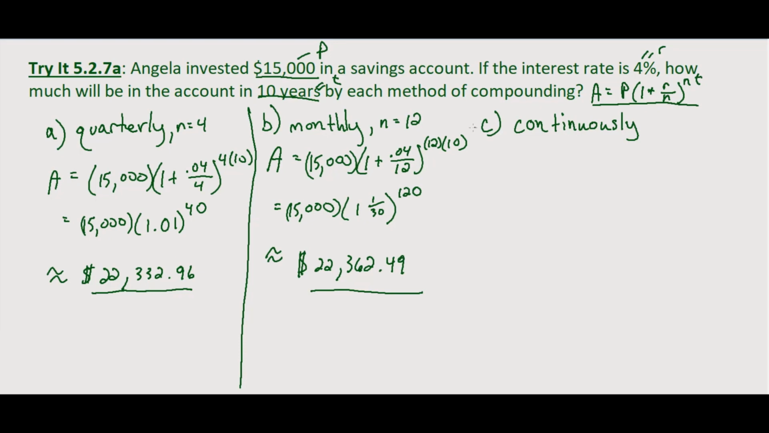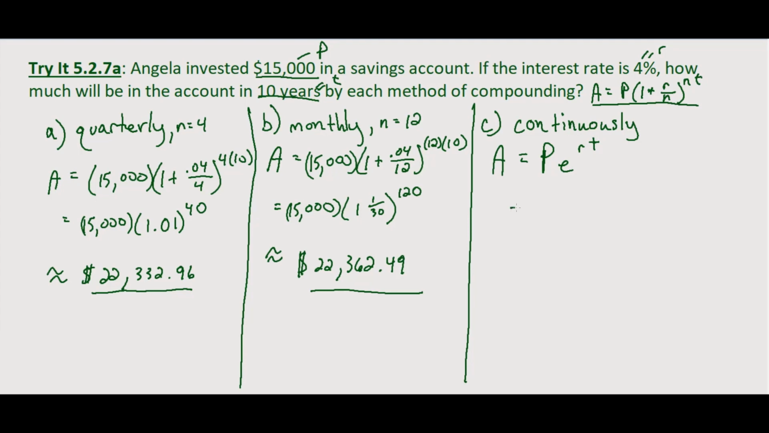Monthly does yield Angela just a little bit more than compounding quarterly, but not by much. It's just a little under $30 difference over the course of 10 years. Now, with compounding continuously, we're given a different formula involving E, the transcendental number E. So A equals P times E to the RT. Now, P, R, and T are the same. The only difference is that we're using E now instead.